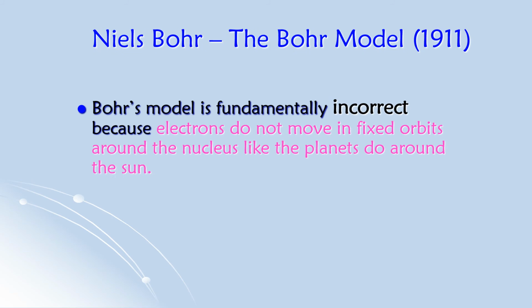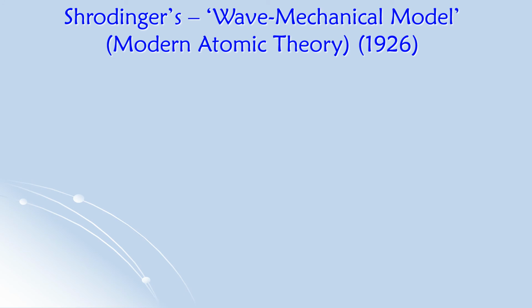But the thing is, his model was fundamentally incorrect, because another scientist came after Niels Bohr and said the electrons do not quite move in fixed orbits. In fact, there's something a bit more than that. So let's talk about what that next scientist said. That scientist was Schrödinger, and he gave us the wave mechanical model of the atom, which is what we believe in today. Even though for convenience, whenever we have to draw the atom by hand, we also use the Bohr model because that also makes sense.